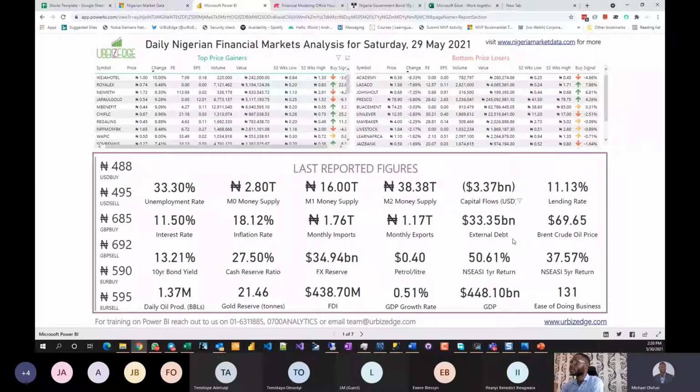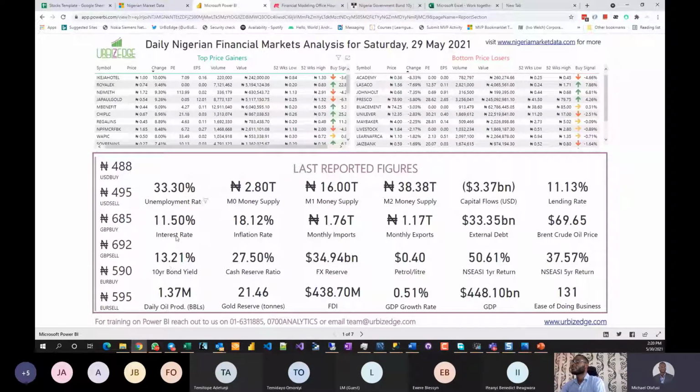So you can always come here and keep track of what the actual figure is. Then the crude oil price, which has been going up, which ordinarily should be a good thing. But then, as we know, thanks to the subsidy, it is now looking like a bad thing that the oil price is going up. And then I've mentioned the bond yield.